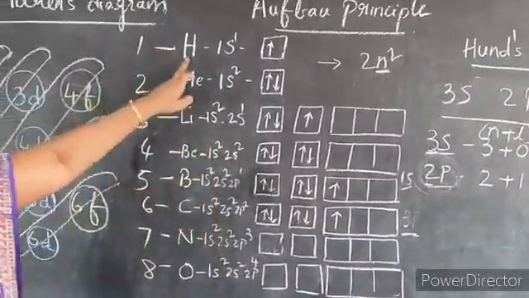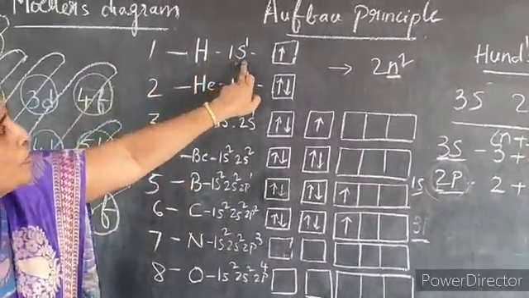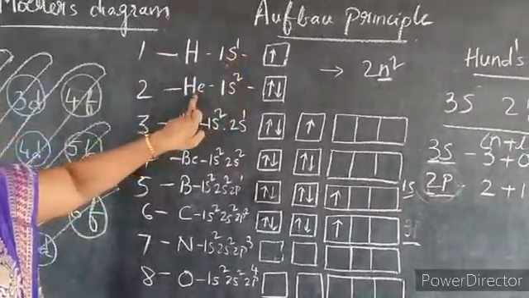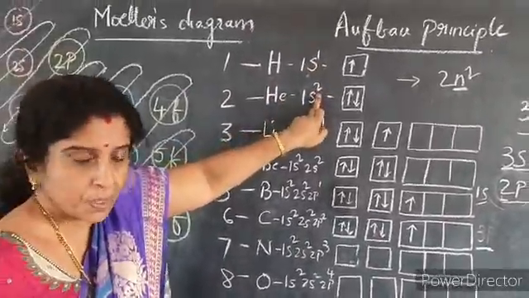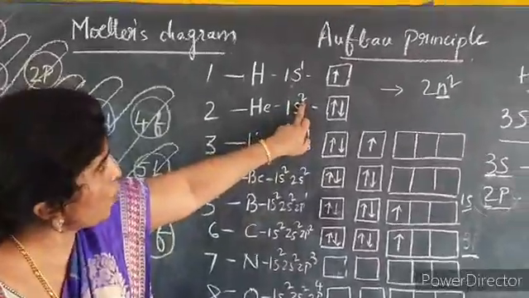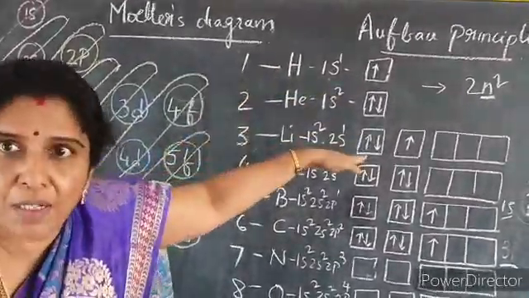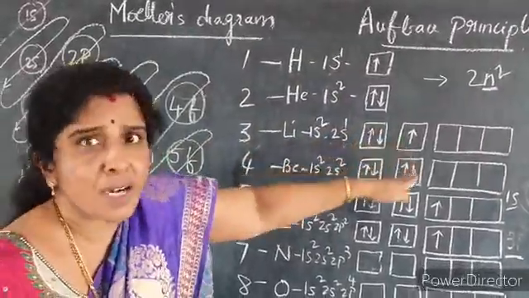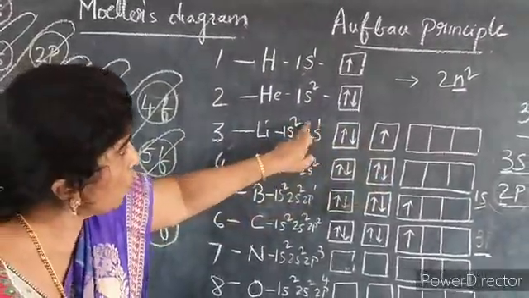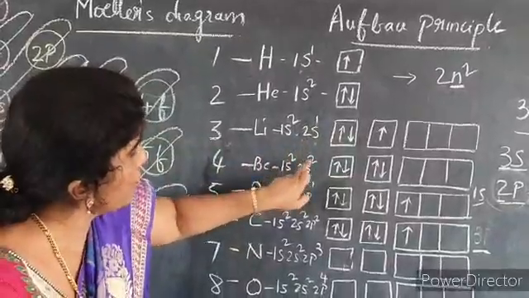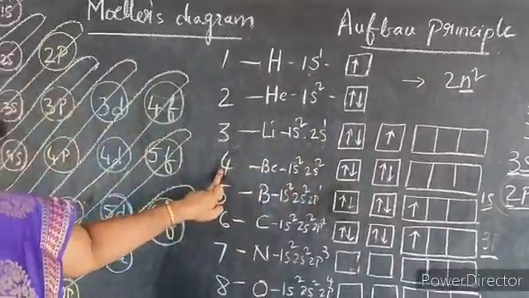Now how do we write it here? For example, hydrogen, the configuration is 1s1. Helium is 1s2, because the maximum you can accommodate should be equal to the atomic number, not beyond it. You cannot fill the shells beyond the atomic number. The total of whatever you put here should match the atomic number.